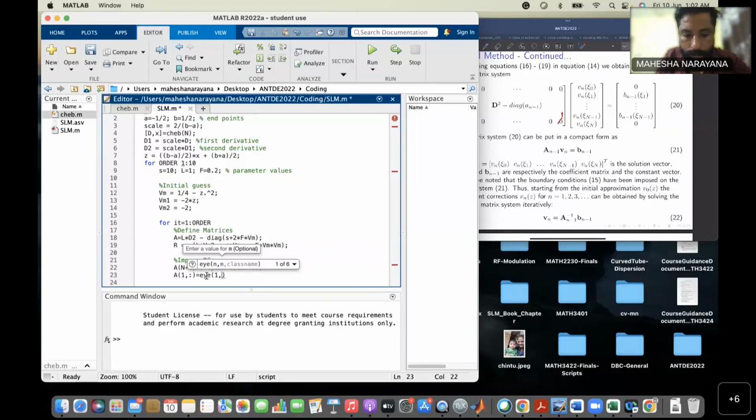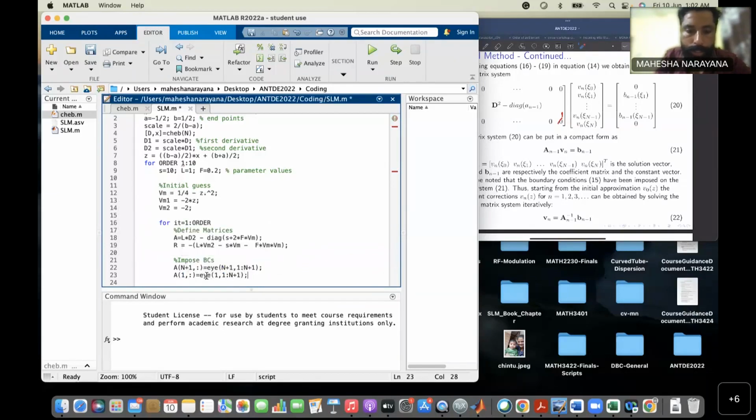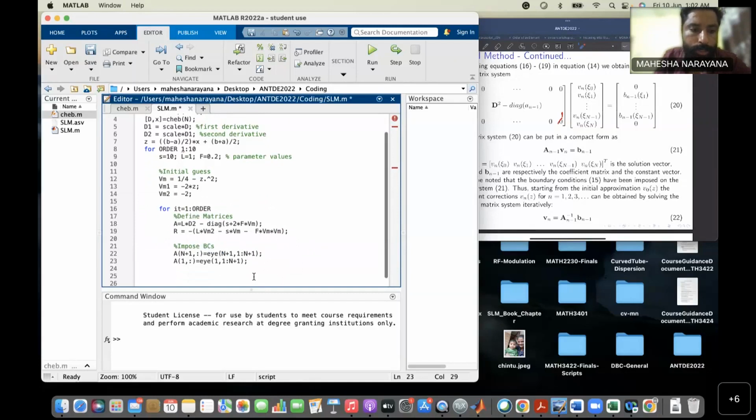Correspondingly, the first element and the last element of the right hand side vector should be replaced by 0. Okay, so how do I do that? R of n plus 1 should be replaced by 0, and then R of 1 should be replaced by 0. All right, so this imposes the boundary condition on this matrix.